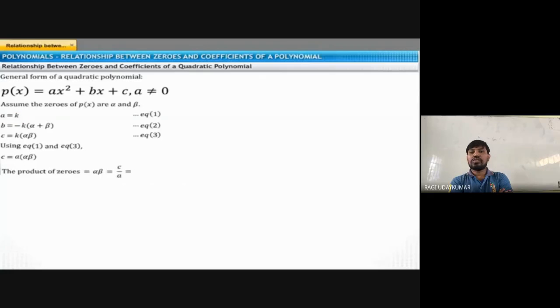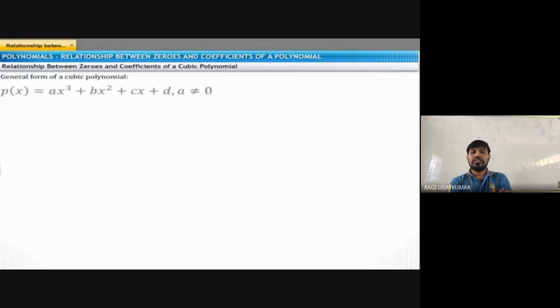So the product of the zeros, alpha into beta, is equal to C by A. So constant term C is nothing but constant term, A is nothing but coefficient of x square. So C by A you are going to get. So this is the relationship between the zeros and coefficients of the quadratic polynomial.